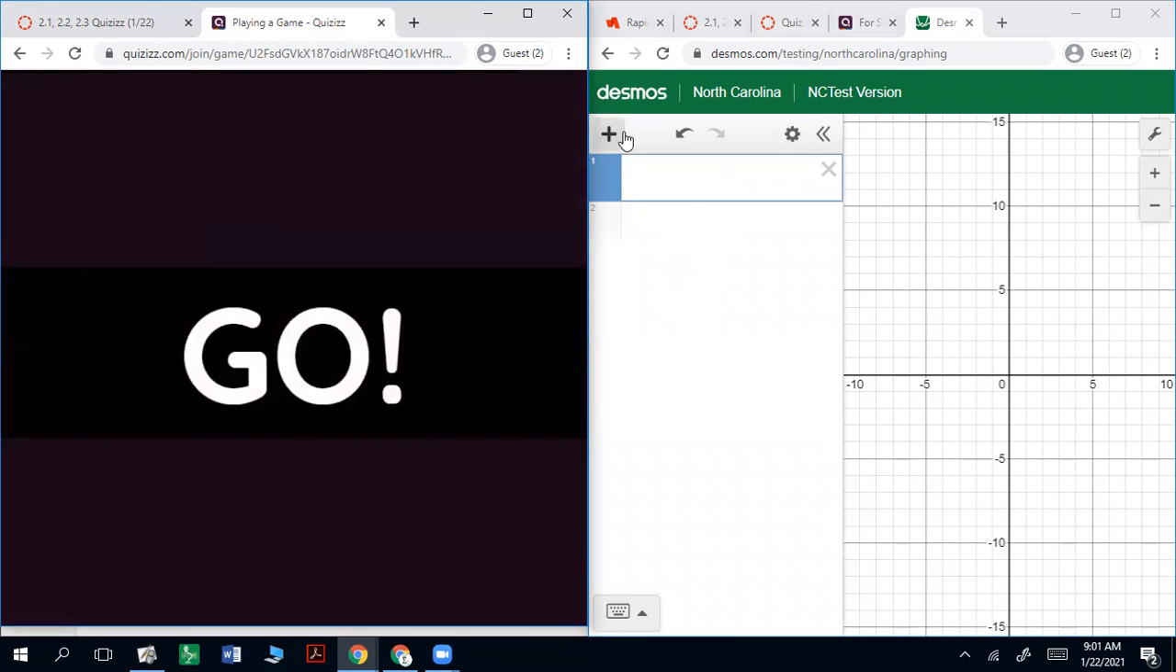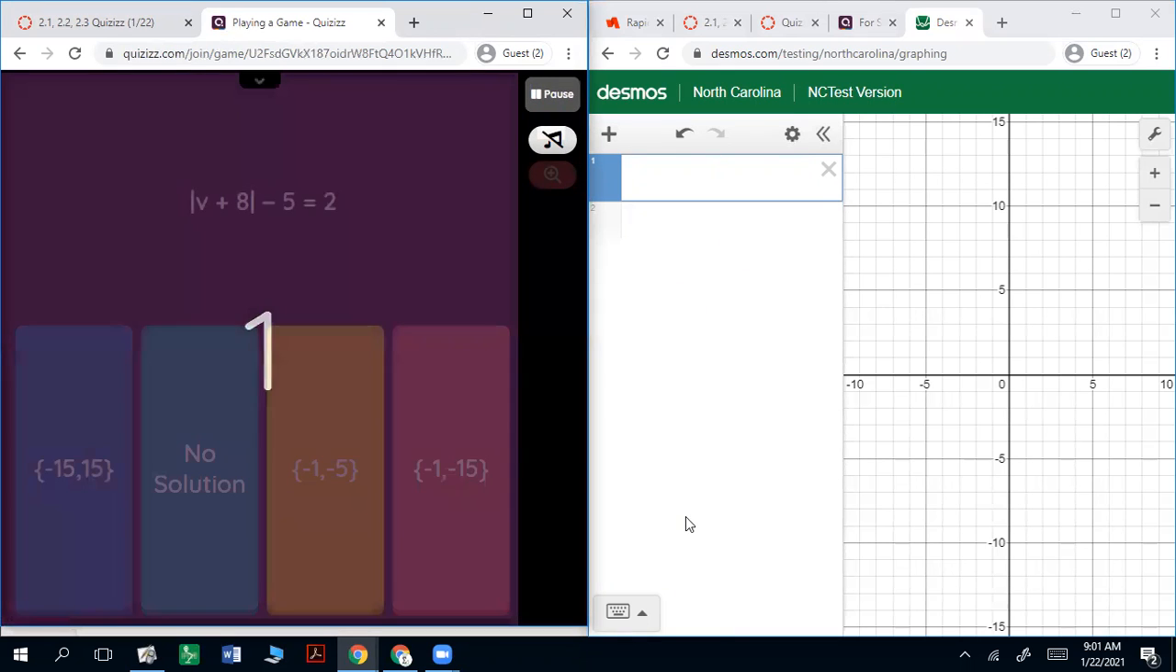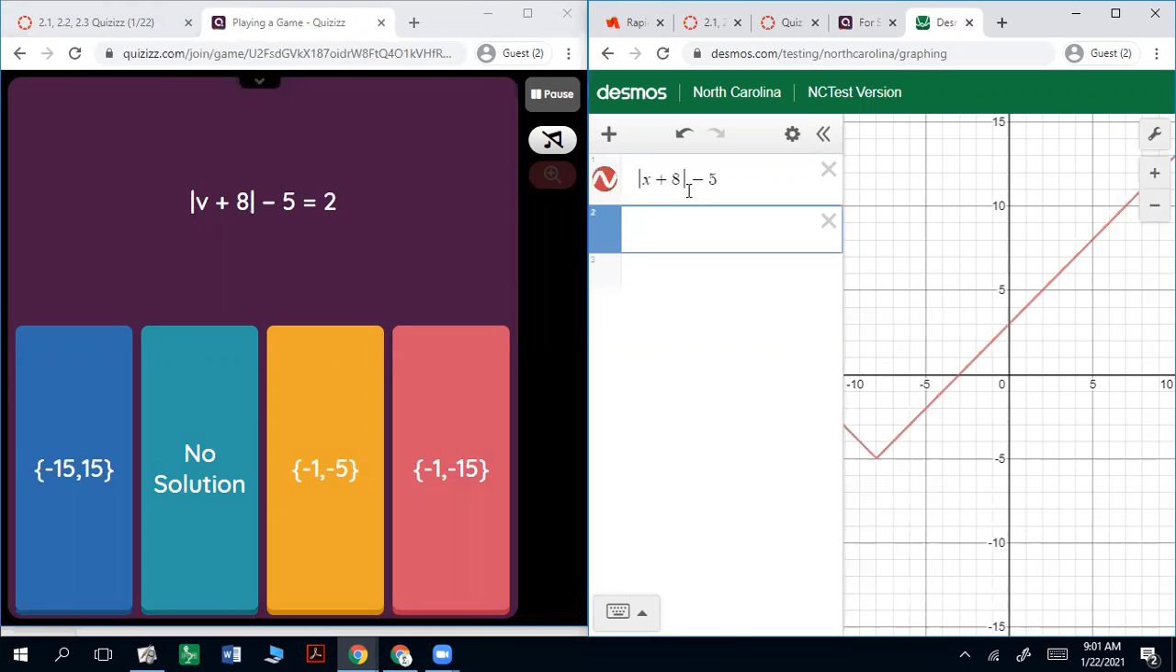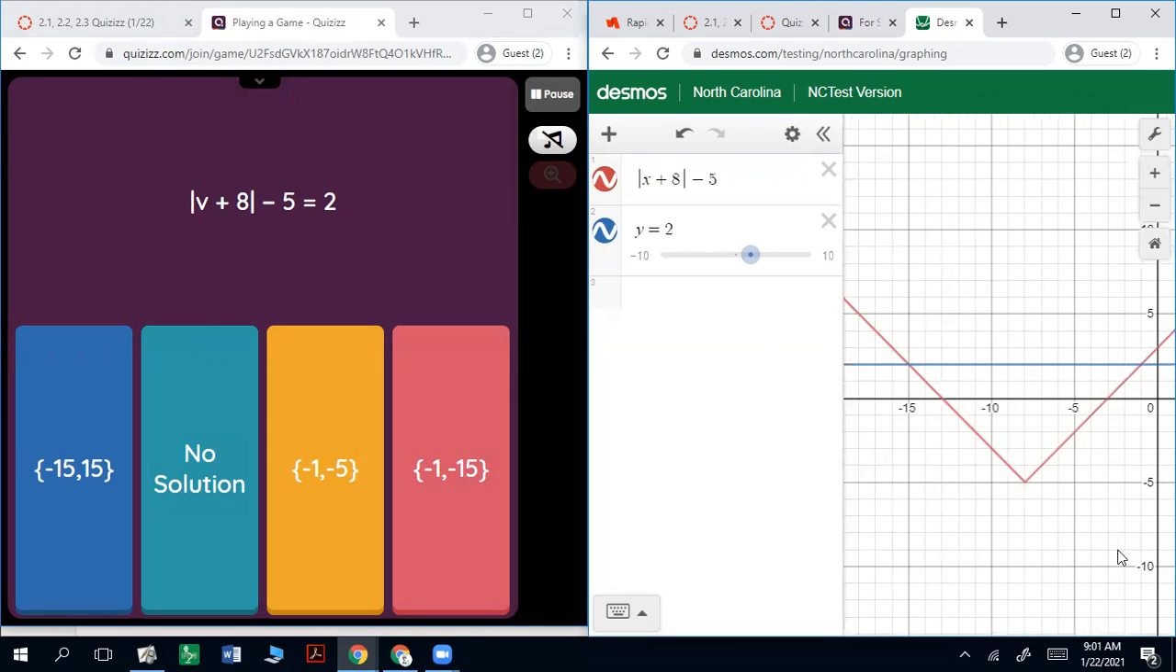Let me show you how to do these questions, shall I? So first question is absolute value of x plus 8, minus 5, equals 2. Use x when you're putting it in Desmos. So we do absolute value of x plus 8. Close it up, minus 5. And then on the second line, do y equals 2. And move your graph over, see if you can find the solutions. And you have -1 and -15.